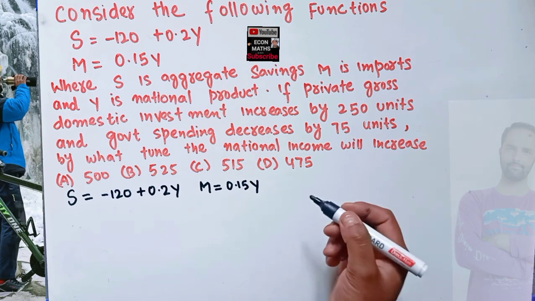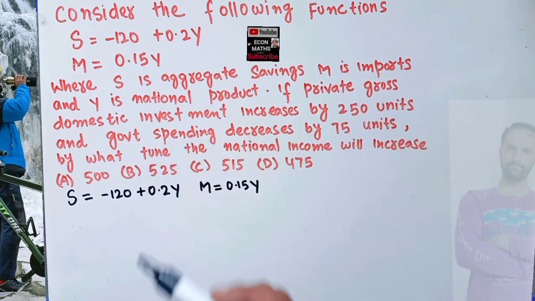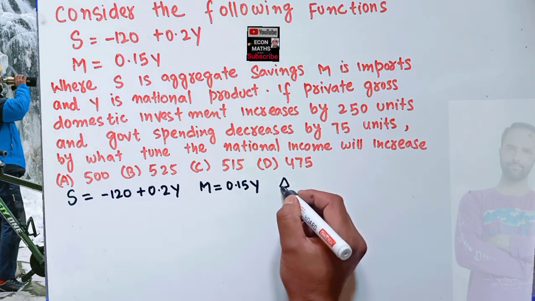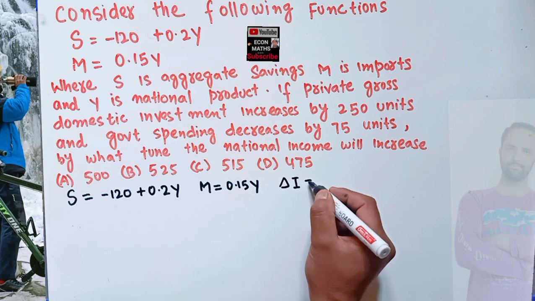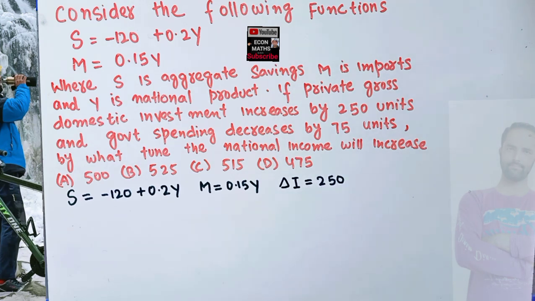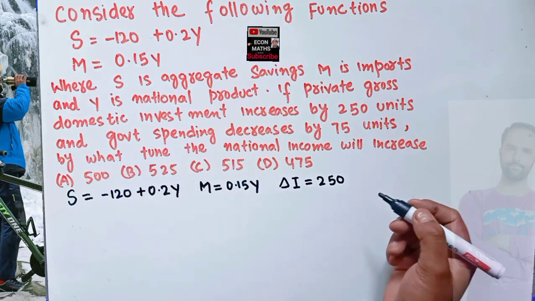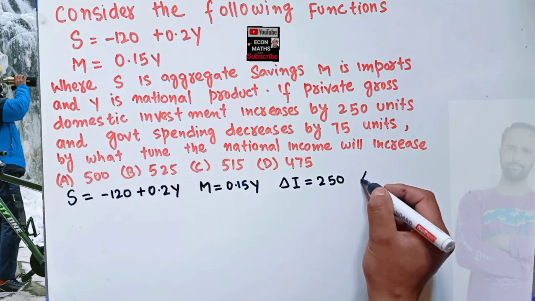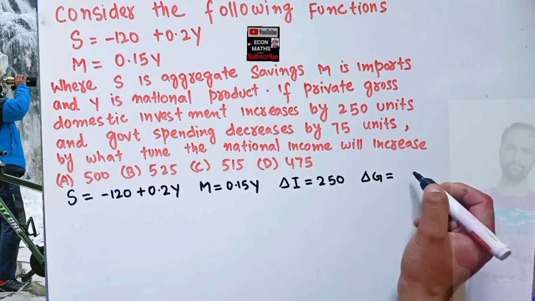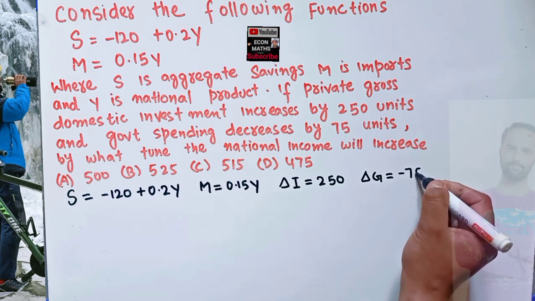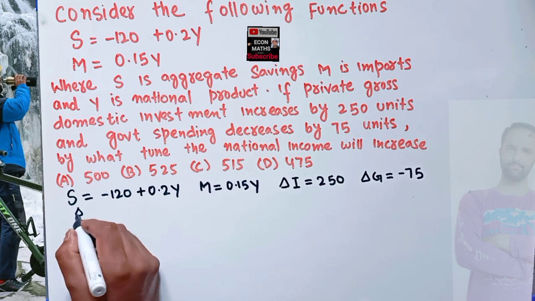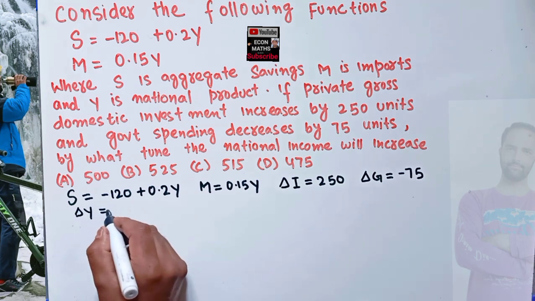Also, we are being told that the private gross domestic investment increases by 250 units, okay? That means change in investment is equal to 250 units, okay? That is positive change. Also, we are being told government spending decreases by 75 units. That means change in government spending is equal to, since it is decreasing, negative 75. We need to find out the change in national income.